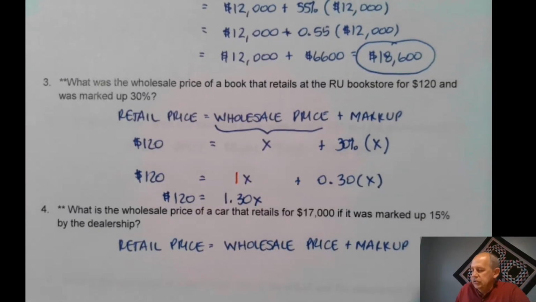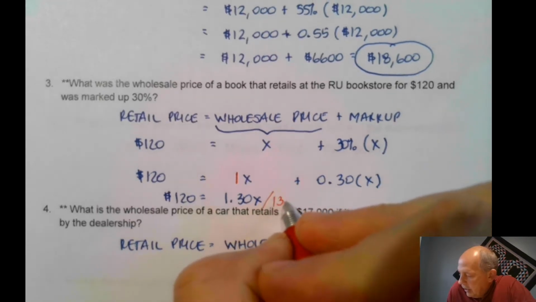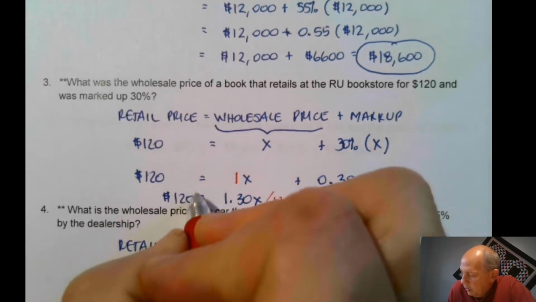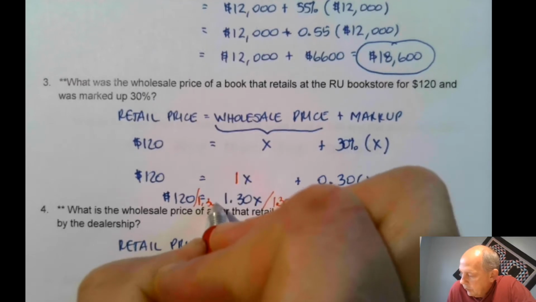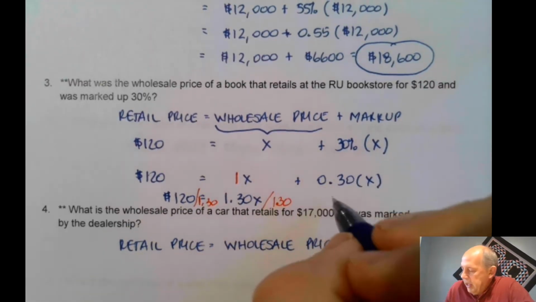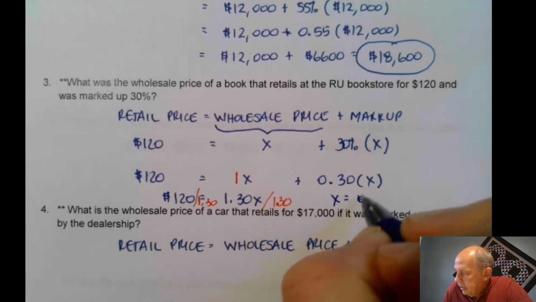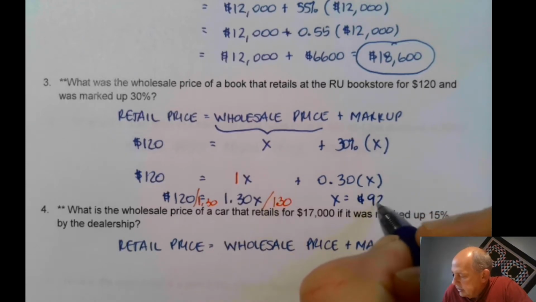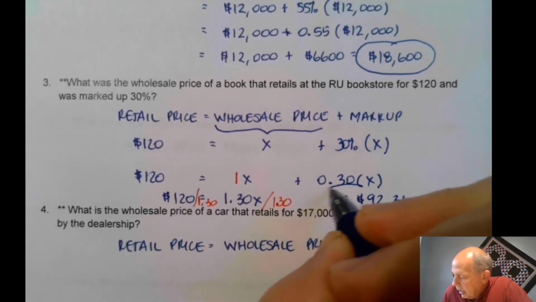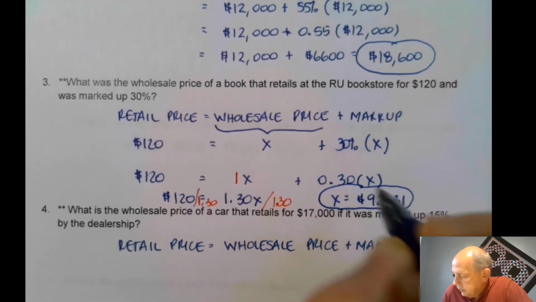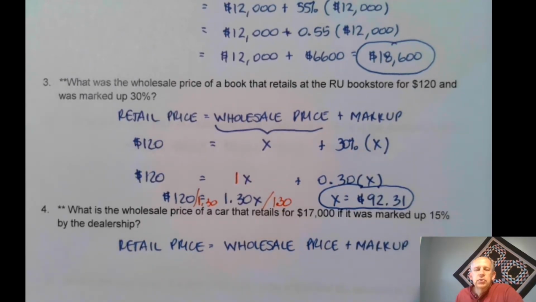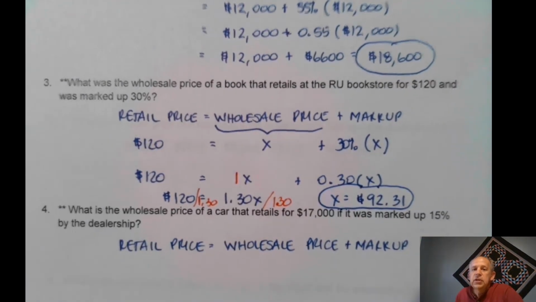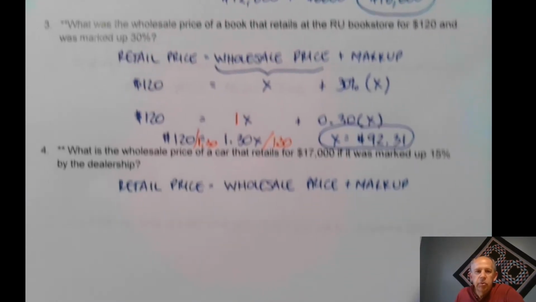Now, to finish this off, I'm going to divide both sides by 1.30. So I have my x value, what the bookstore paid for the book, is $92.31. So there's how you would do that one, working backwards, knowing the retail price and solving for the wholesale price.